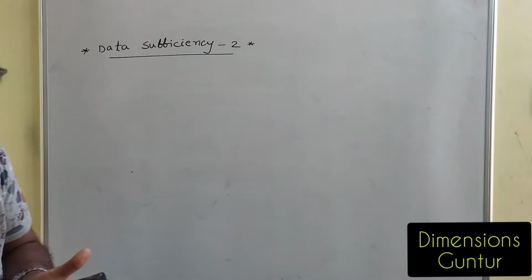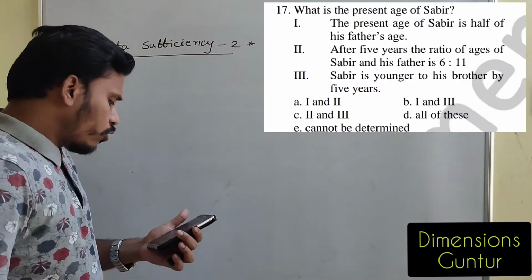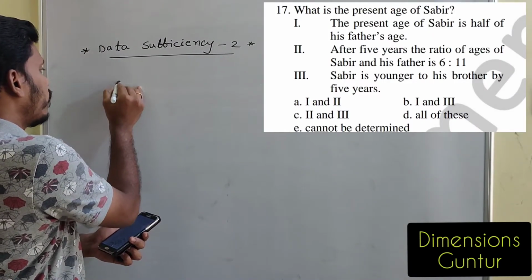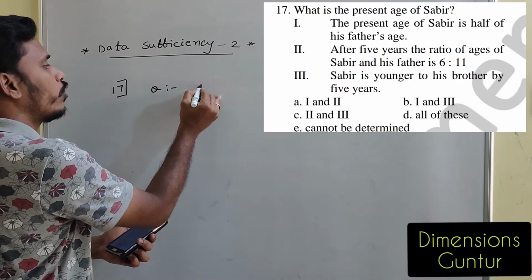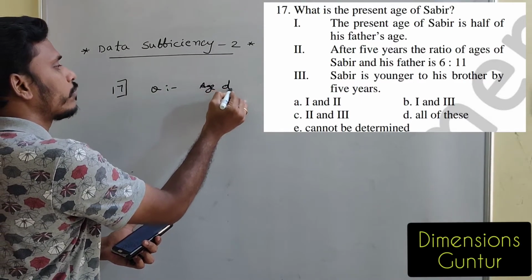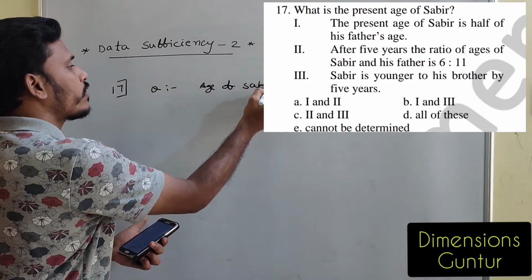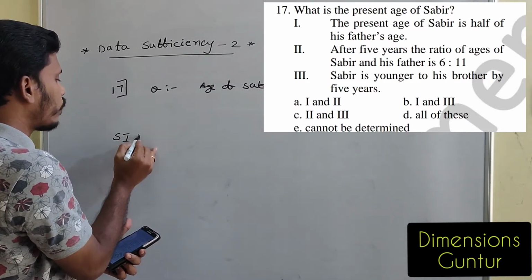Just look at the problem. We need to find out the present age of Shabir. See, the question is just related to the age of Shabir. So with the analysis of the statements, we need to find out the age of Shabir. That's enough.